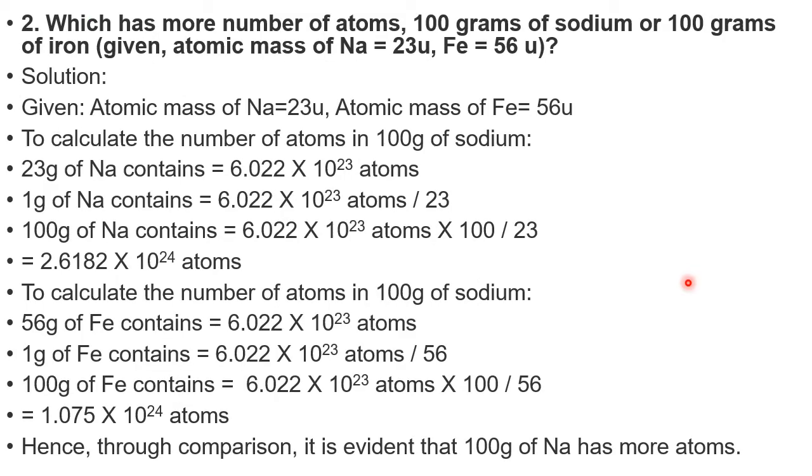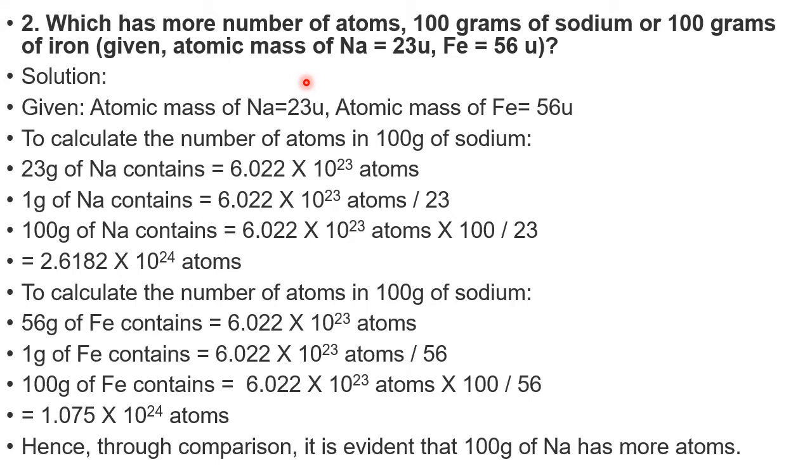Next example. Which has more number of atoms, 100 grams of sodium or 100 grams of iron? So here two samples are given. Both contain 100 grams only. Mass is the same. When the mass is the same, can we expect the same number? No, definitely no. Sodium mass differs and the iron mass differs. But 100 grams is given. So for 100 grams, you have to calculate how many particles are there in both the samples. Then we can tell which sample has more number.